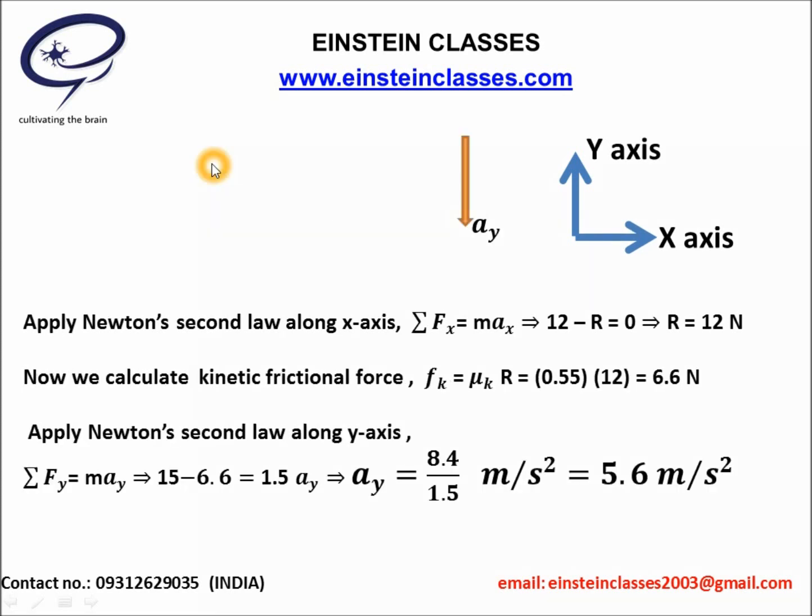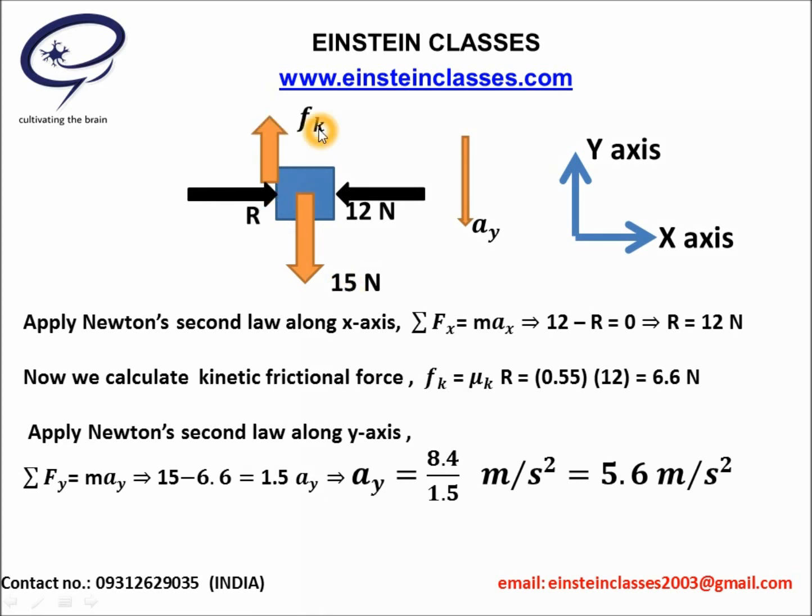Now we have to solve the problem once again by taking the kinetic friction force. Once again we have to draw the free body diagram of this block. The forces exerted on this block are: 12 Newton, the external force; the gravitational force, that means weight mg exerted by the earth on this block, which is 15 Newton; the normal reaction R; and the kinetic frictional force Fk, which will act vertically upward due to the relative motion of this block on the wall downward.